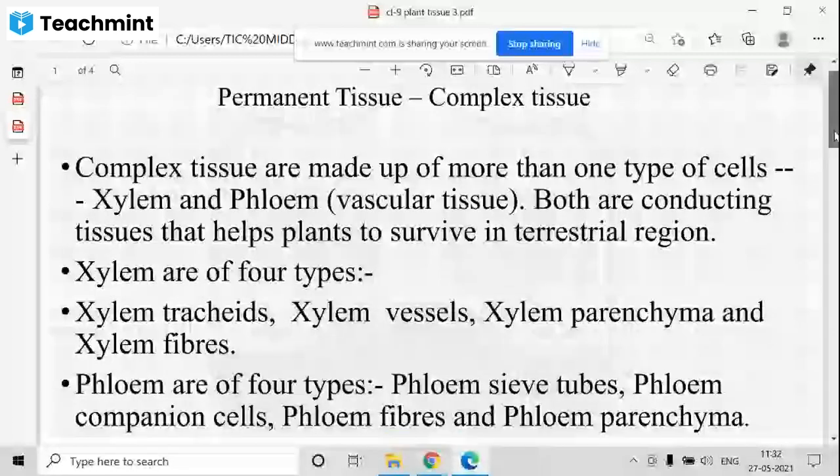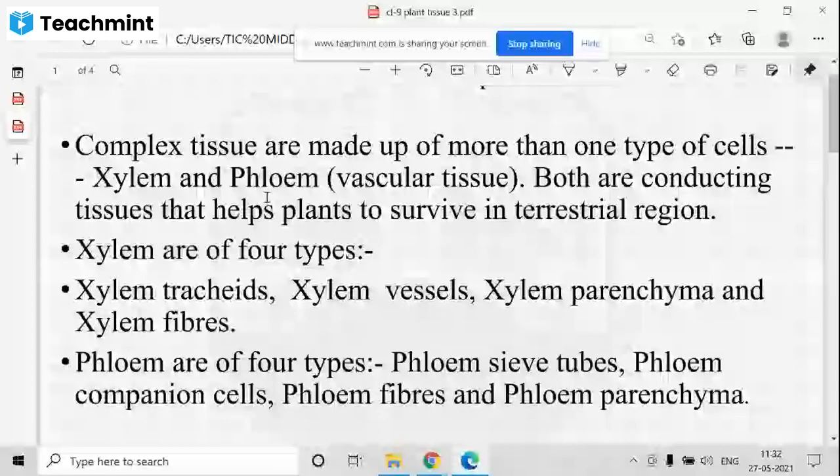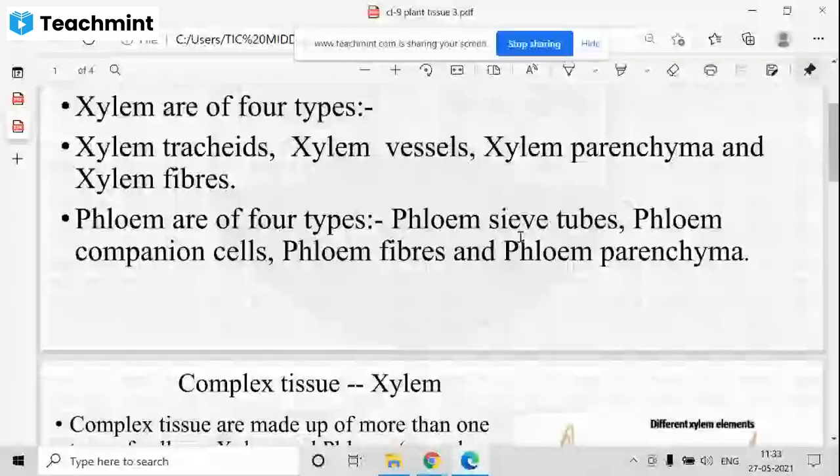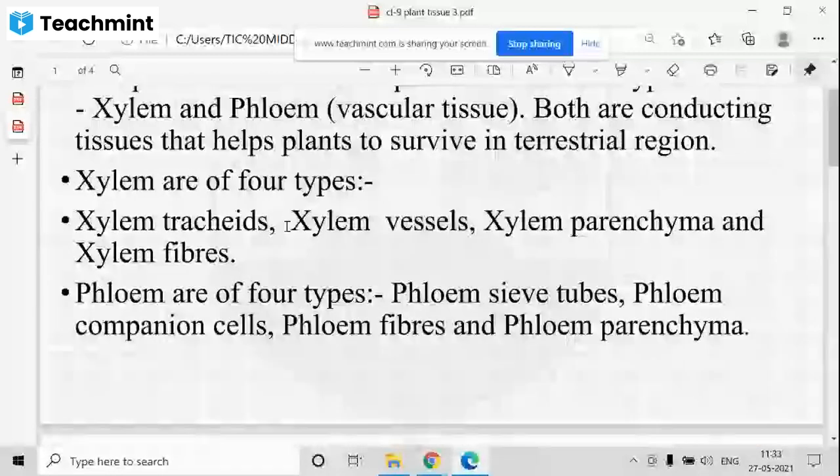Xylem is of four types: xylem tracheids, xylem vessels, xylem parenchyma, and xylem fibers. And phloem is also of four types: phloem sieve tubes, phloem companion cells, phloem fibers, and phloem parenchyma. Got it? Now, let us first study the four types of xylem, and then we will study the four types of phloem.